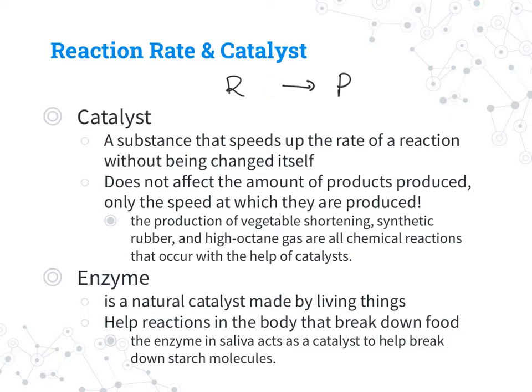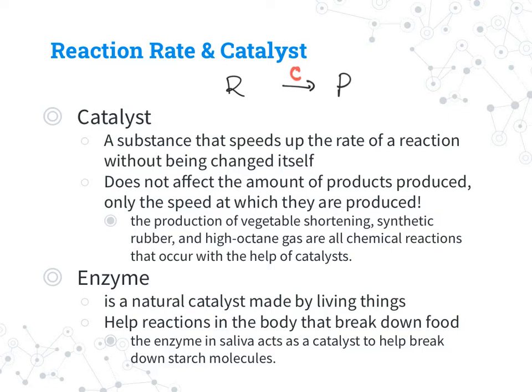A catalyst, if used, is placed over the reaction arrow to say that we added something to speed up our reaction, but it was never consumed or used in our reaction. So it doesn't affect the amount of products produced, it only affects the speed of our reaction.